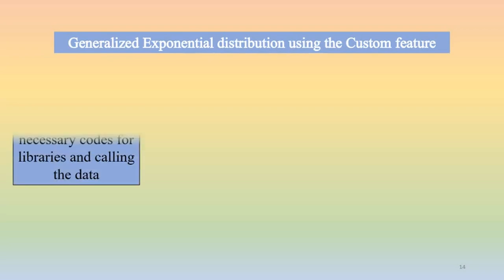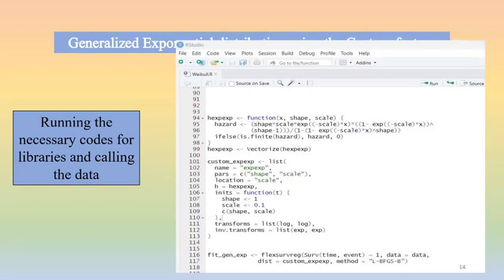Now, if we fit the generalized exponential distribution, firstly, the necessary initial codes like the calling of the libraries and calling of the data set, fitting the specific variables to the survival data are the same. The custom code is almost the same pattern as the Weibull distribution. Here we first define the hazard function of the generalized exponential distribution, and then we define the parameter, location, and other things.